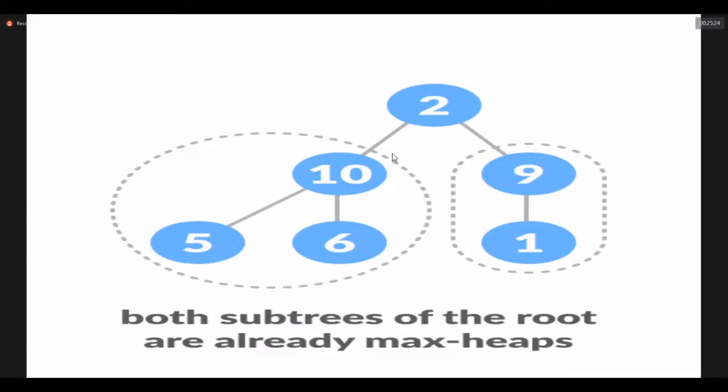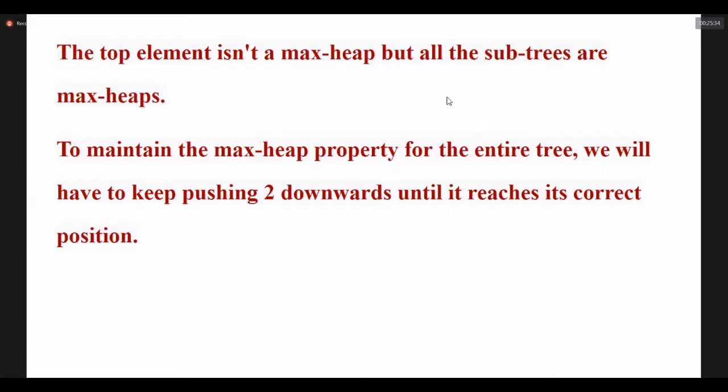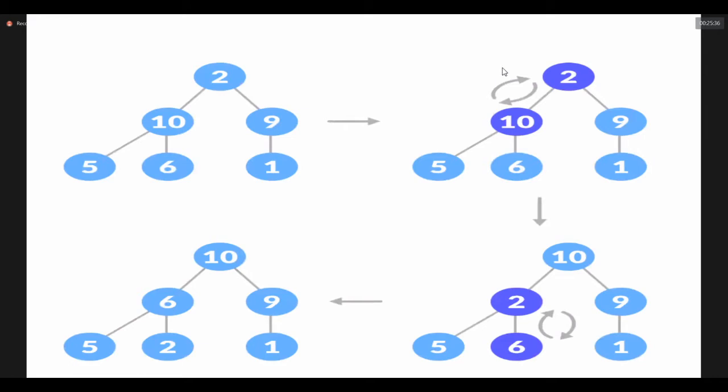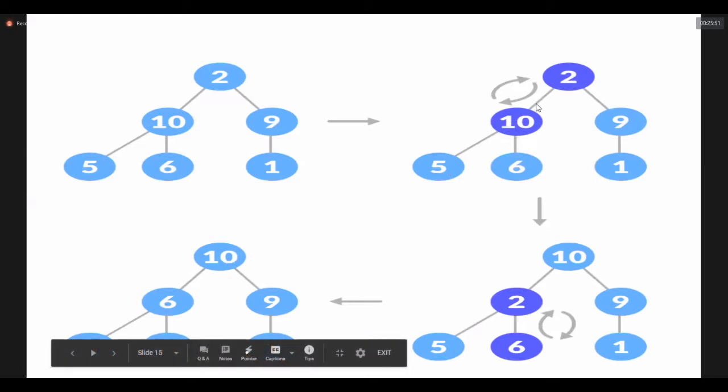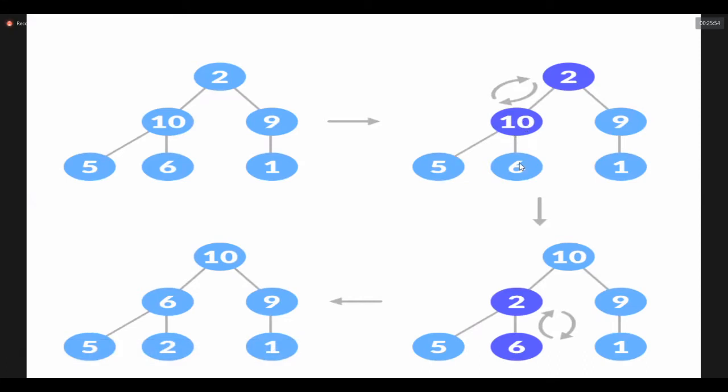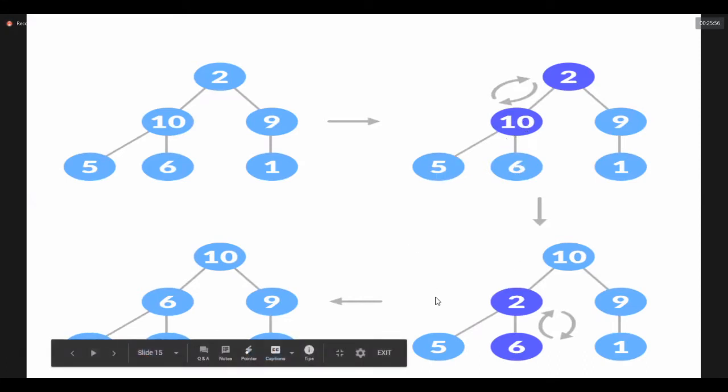In 2, 10, 9, the 10 is the largest. So swap the 2 and 10. Here 2 comes to the left child, 10 becomes the root, and 2 goes downward. Here 2 is also less than 5 and 6.